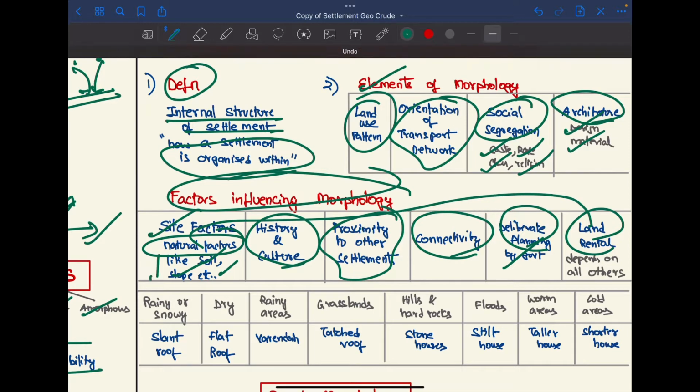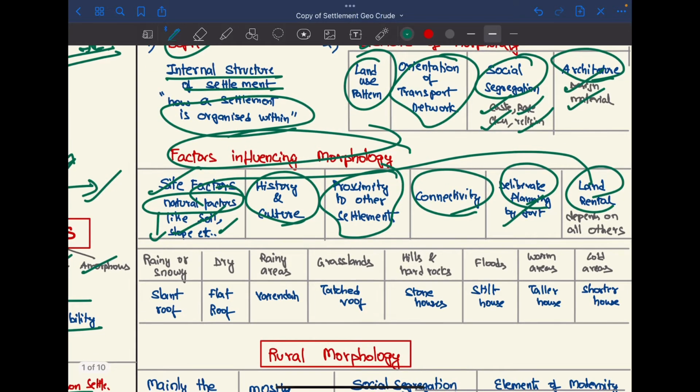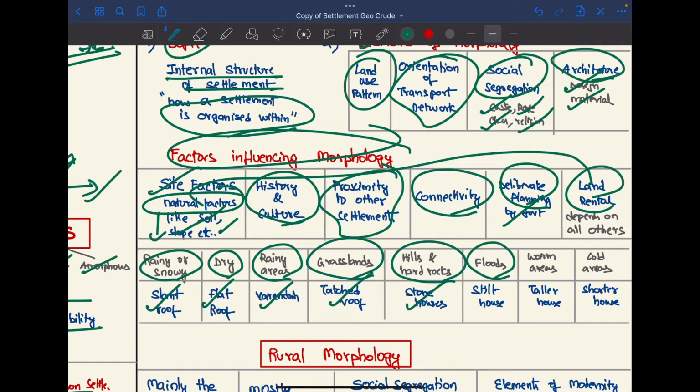So some of the site factors can be seen from this. In rainy, snowy areas we have slant roofs, in dry regions we have flat roofs, in rainy areas we have verandas, in grasslands we have thatched roofs, in hills and hard rock areas we have stone houses, in flooded areas we have stilt houses, in warm areas there are taller houses, and in cold areas we have shorter houses.